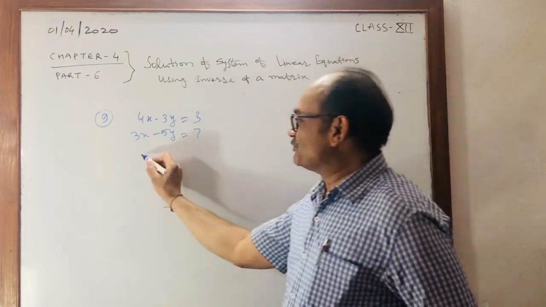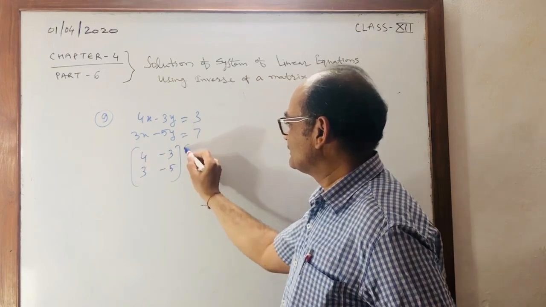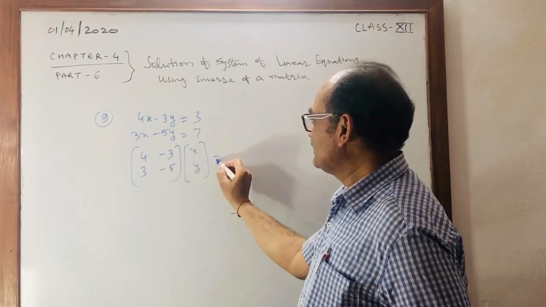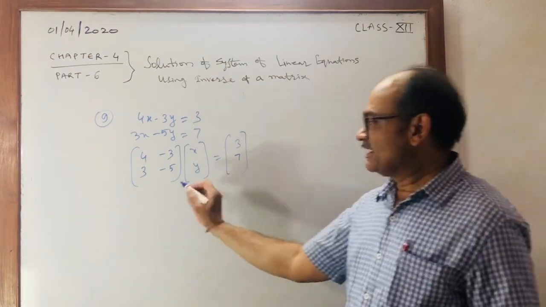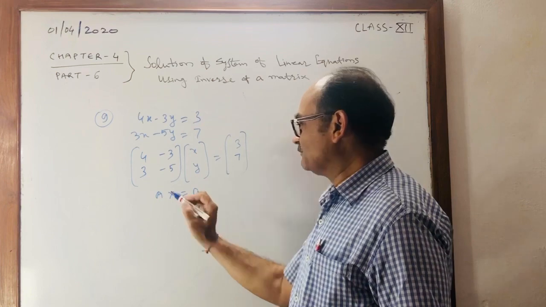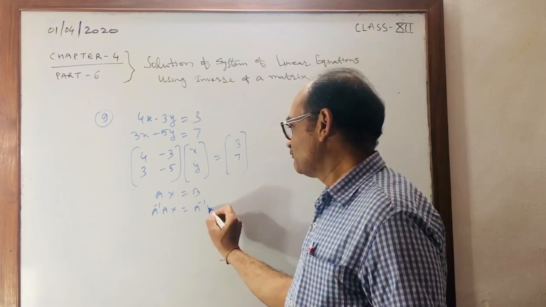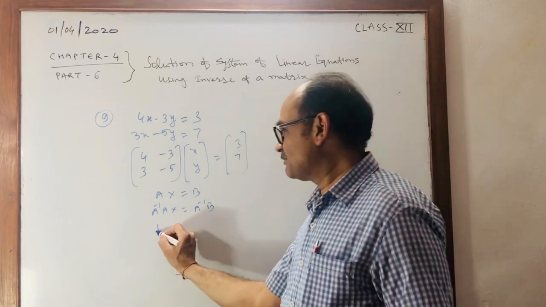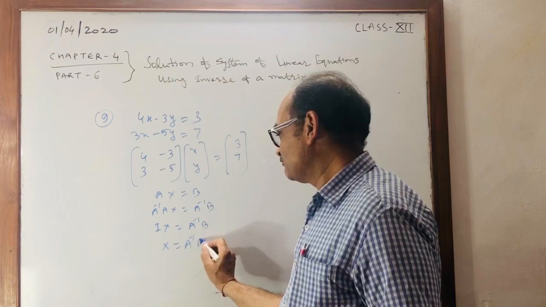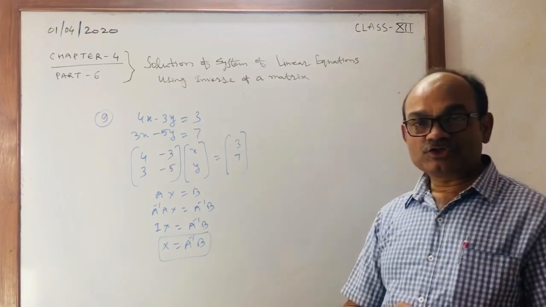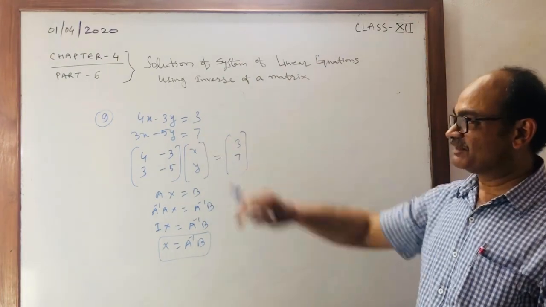So first we take the coefficients step by step. A matrix, again a matrix xy, and right hand side B matrix. A x equals B. Multiplying by A inverse, we are getting A inverse B. This is nothing but Ix, so x equals A inverse into B. So our first aim is to calculate A inverse.